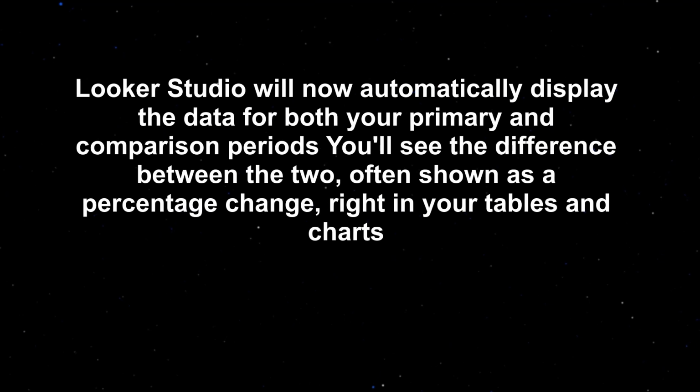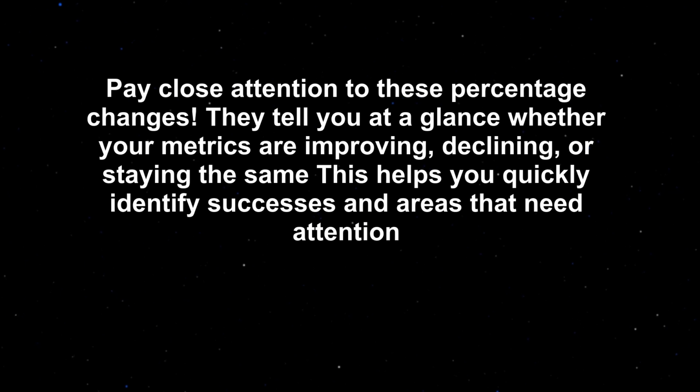Looker Studio will now automatically display the data for both your primary and comparison periods. You'll see the difference between the two, often shown as a percentage change, right in your tables and charts. Pay close attention to these percentage changes. They tell you at a glance whether your metrics are improving, declining, or staying the same. This helps you quickly identify successes and areas that need attention.